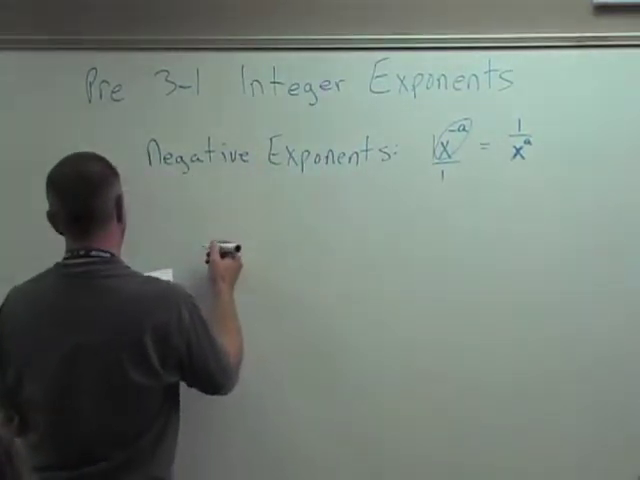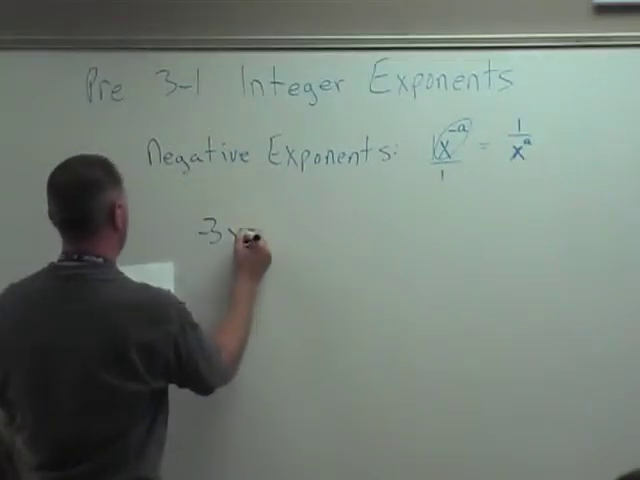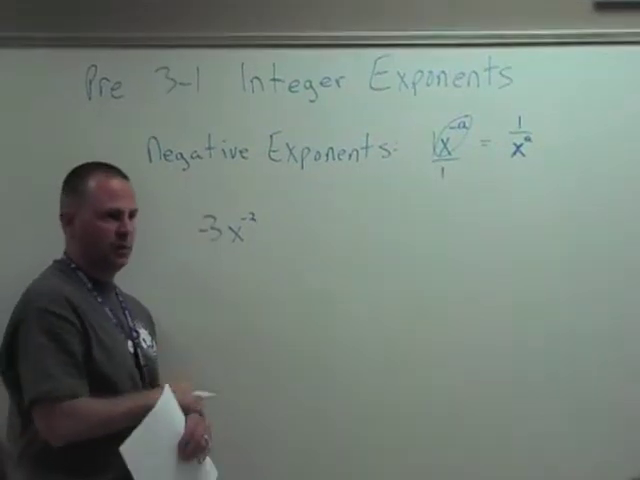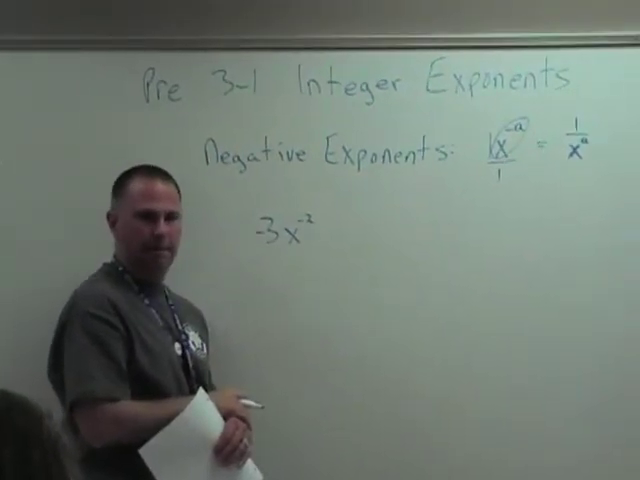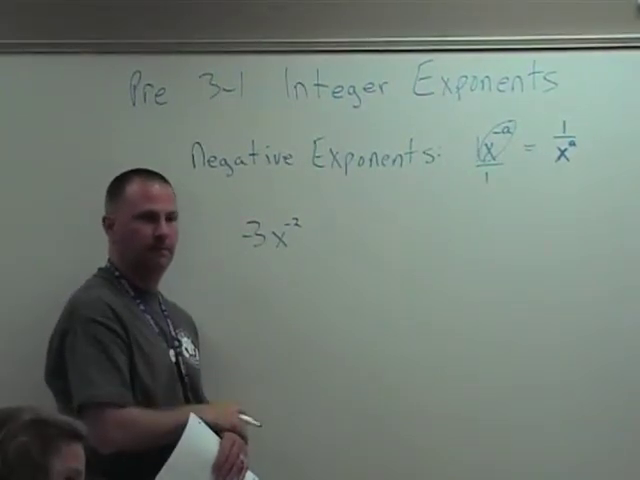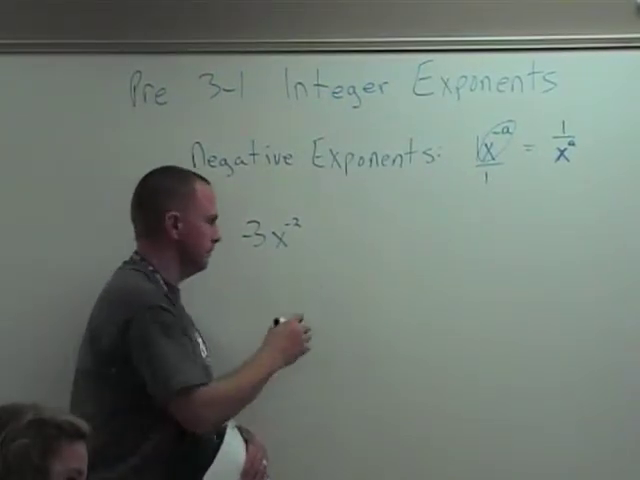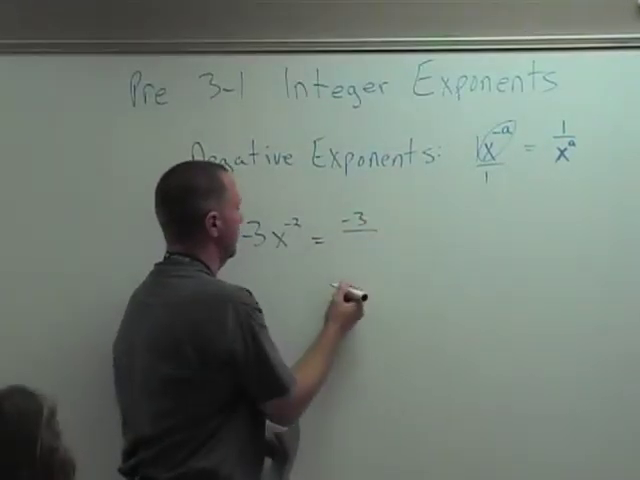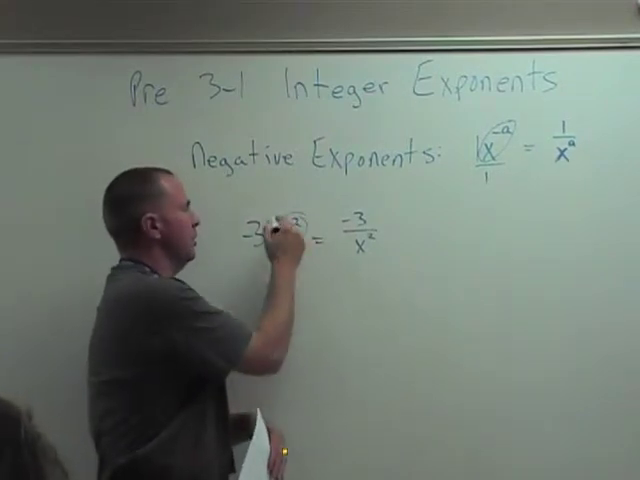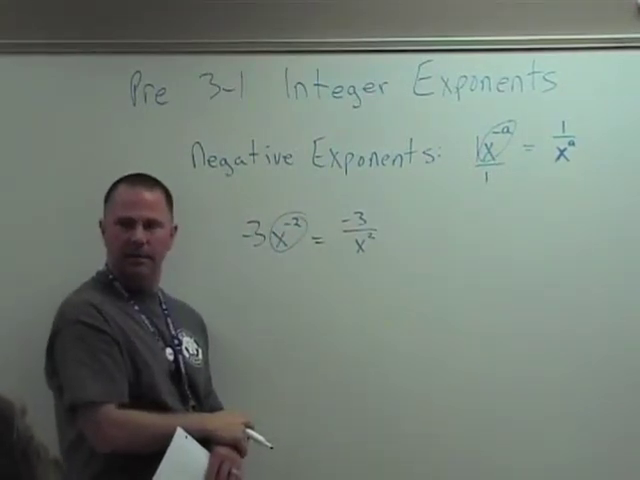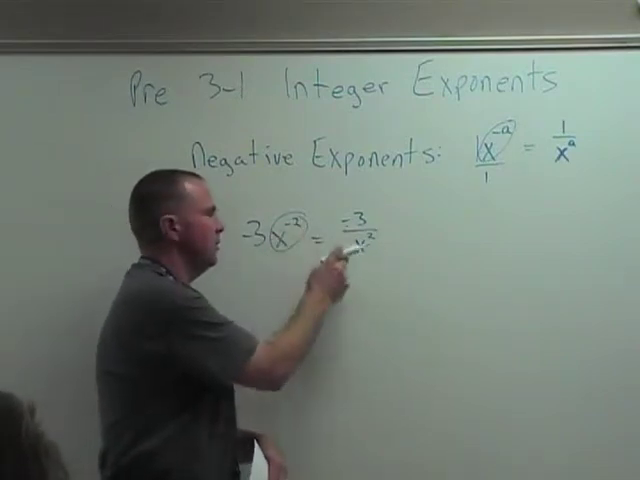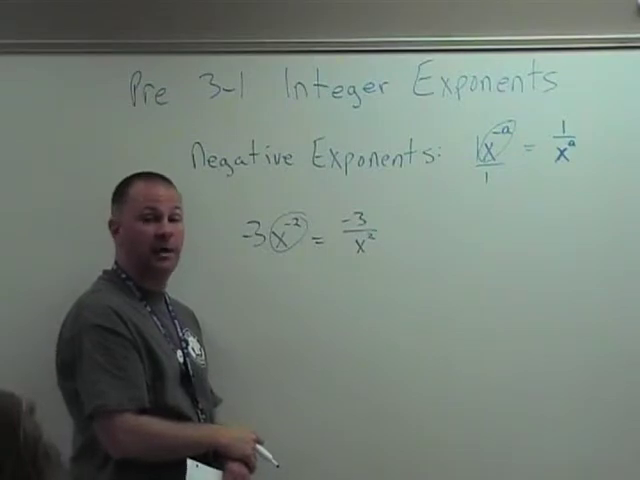So look at this one. Negative 3x to the negative 2. What do you think that answer is going to be? Who's caught on? What do you think it's going to be? Negative 3, and then x to the positive 2. The only thing that moved was the base and the negative exponent. The coefficient stayed where it was at, and all I did was move the base and the exponent and make the exponent positive.